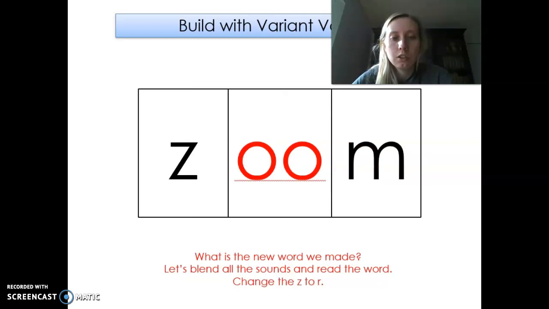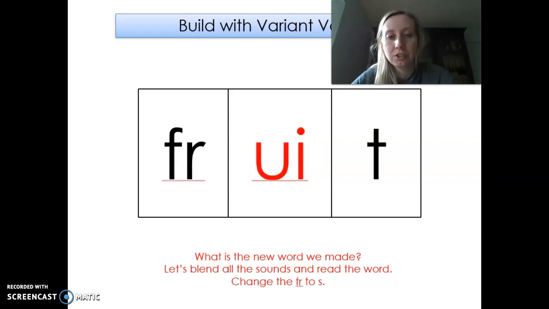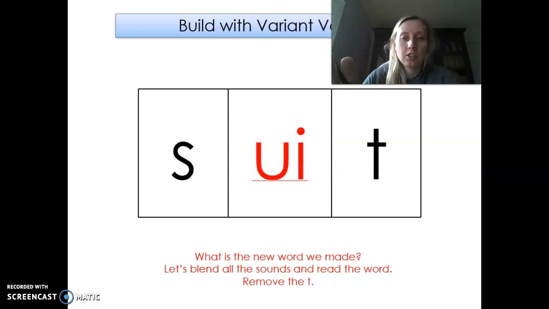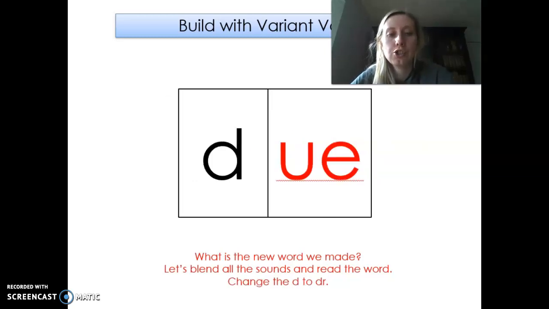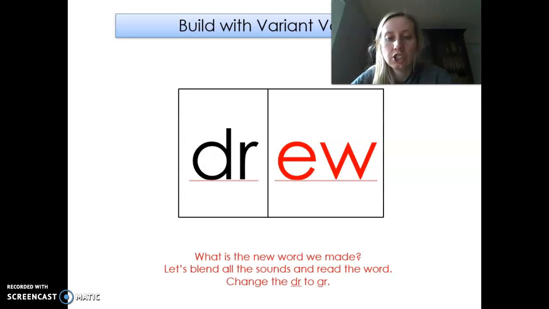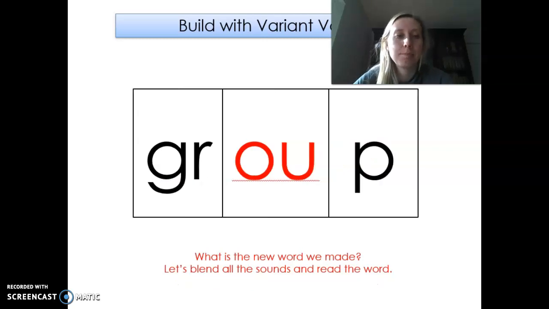Change the z to r. Room. Change the m to t. Root. Add an f to the front of root. Fruit. Change the r to s. Suit. Get rid of the t. Cover it up with your hand. It would be sue. Change the s to d. Do. Change the d to dr. Drew. Change the dr to gr. Grew. Add the letter p to the end. Group. Nice job.